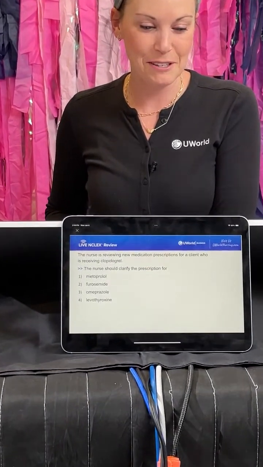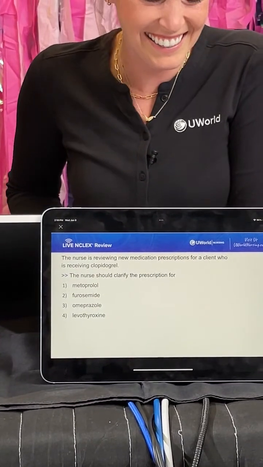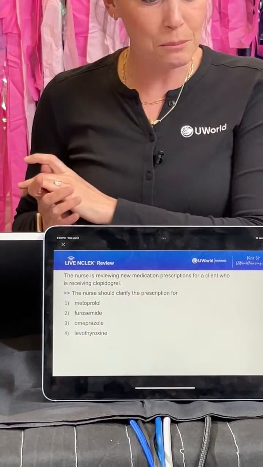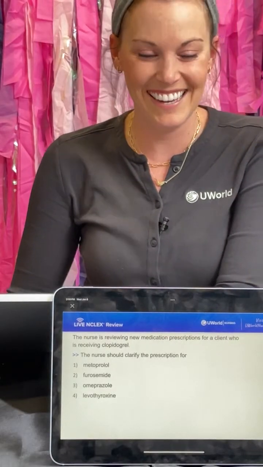Okay, so now we're on question 6. The nurse is reviewing new medication prescriptions for a client who is receiving clopidogrel. The nurse should clarify the prescription for option 1, metoprolol, option 2, furosemide, option 3, omeprazole, option 4, levothyroxine.